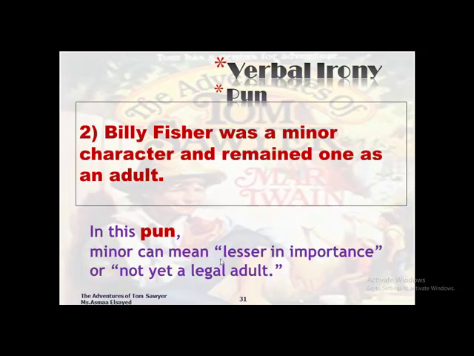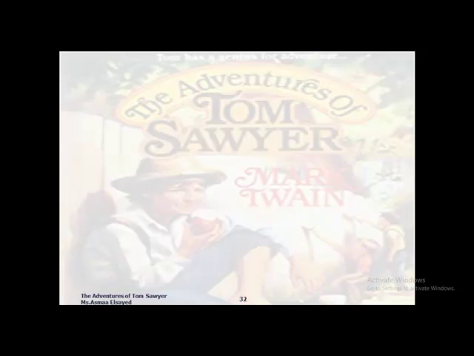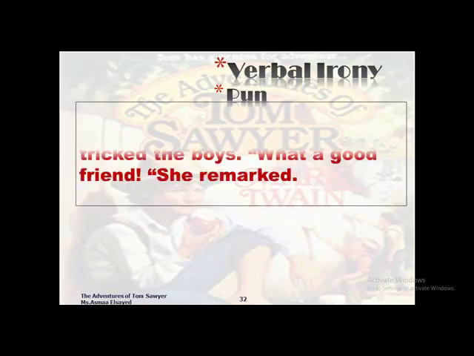Or he's not yet a legal adult. Not yet a legal adult means he's still young or foolish. I hate to use this word. It means that he's still trivial, foolish, or something. So minor has more than one meaning. Supporting character, not an adult, still a child, or childish or foolish. It depends on the context.